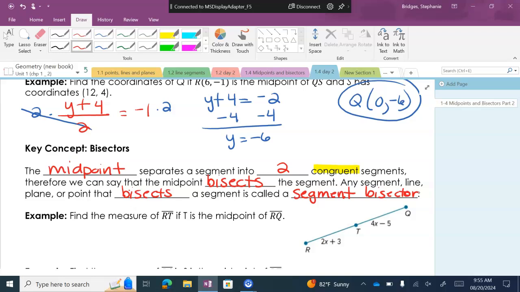For the next example, it is asking me to find the measure of segment RT. And then what else is it telling me? It says T is the midpoint of RQ. Okay. So I want to find the length of RT. What am I going to have to figure out before I can tell you how much that is? What's in there that I don't know?